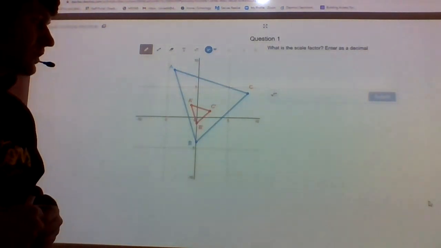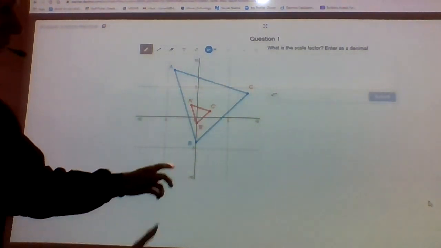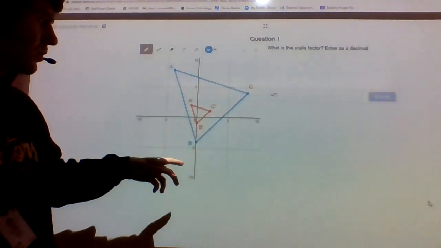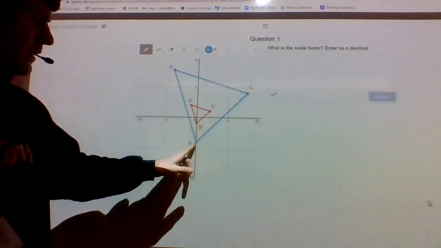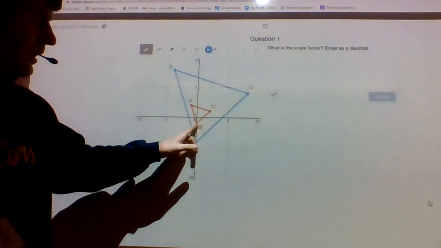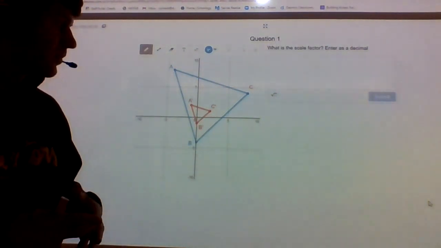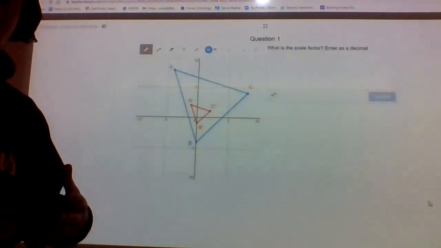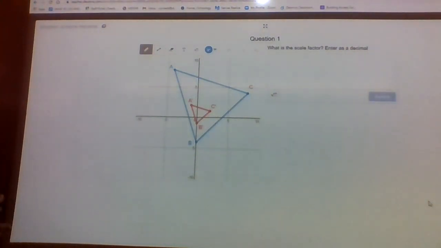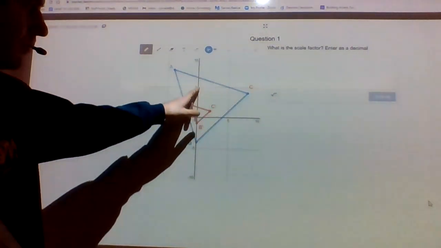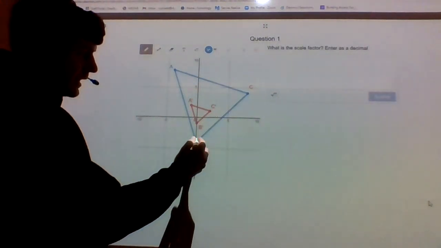So the easiest way to do this, there's two ways. You can look at the lengths of the sides. So we could pick a side, for example, AB, find the length, and then find the length of A prime, B prime, and then use a ratio there. Or we can look and see how far away the points are getting, or how much closer they're getting from the center of dilation. So I notice here we have B and B prime are simply going straight down.